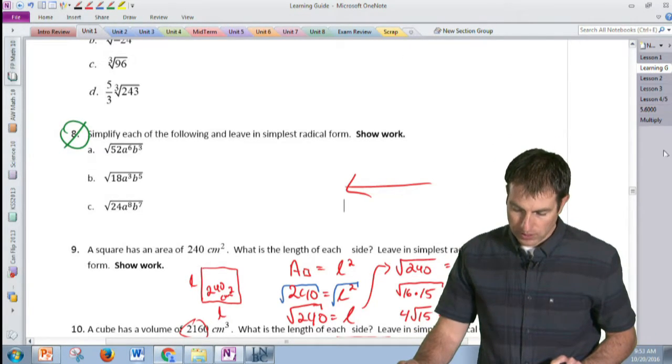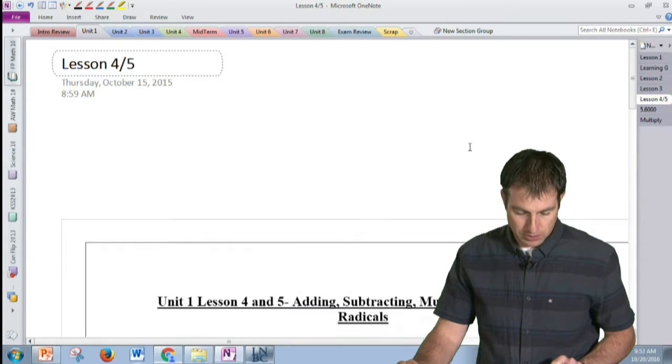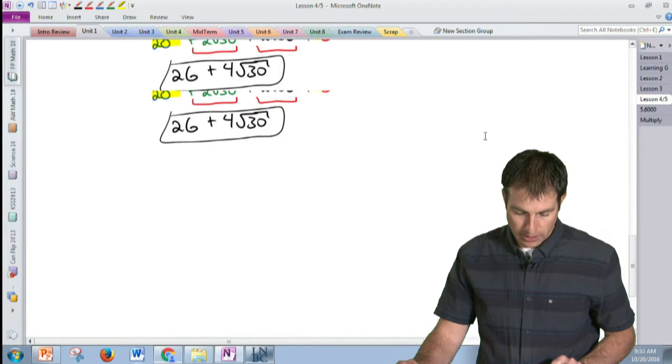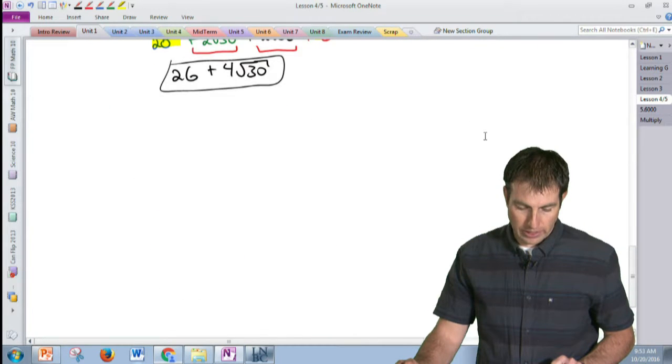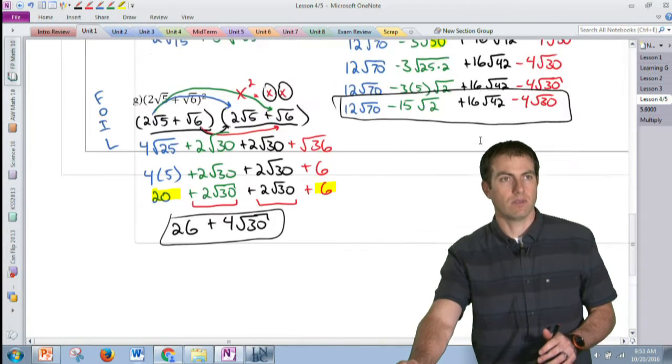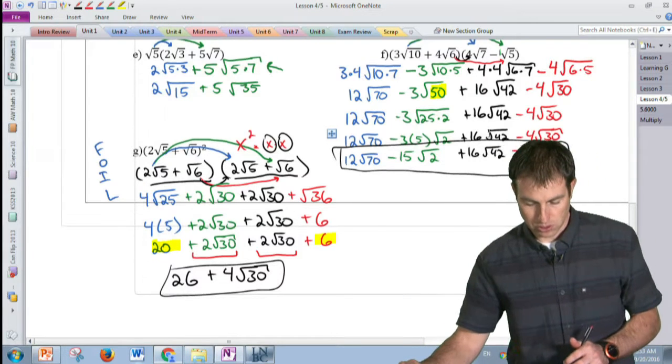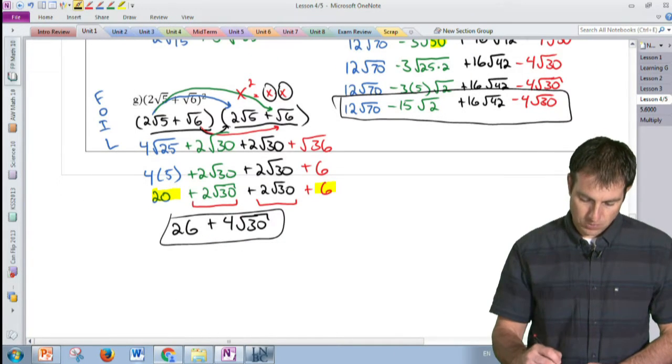All right, so that's kind of where we're at. We're almost done. There's a bit of stuff left. Let's do some dividing radicals, and then I apologize again, I kind of forgot to include these on the sheet. It's all right.